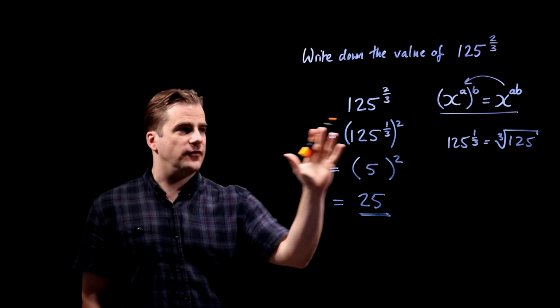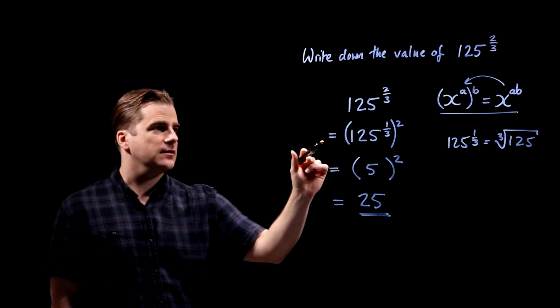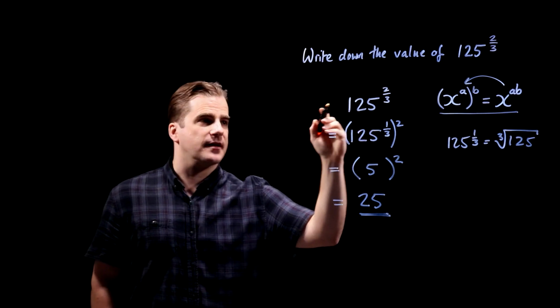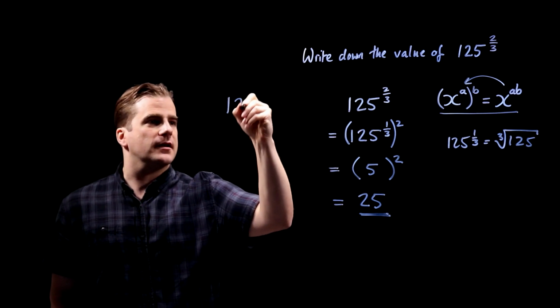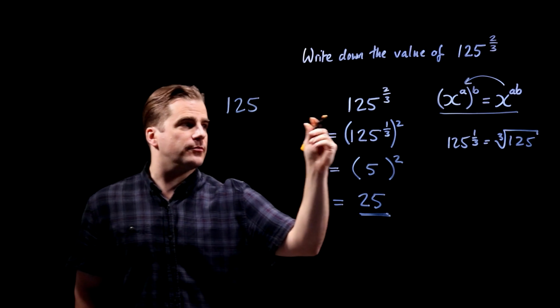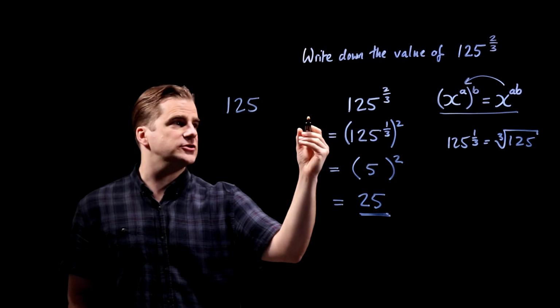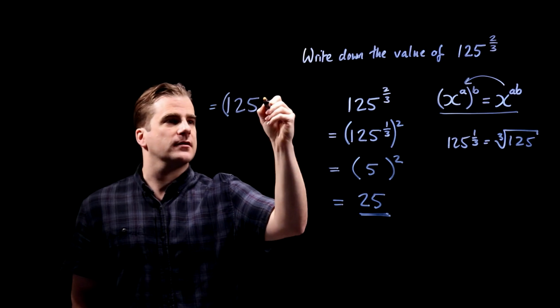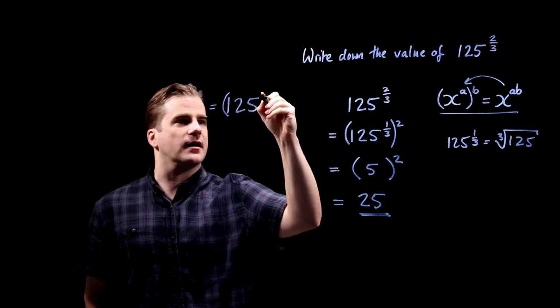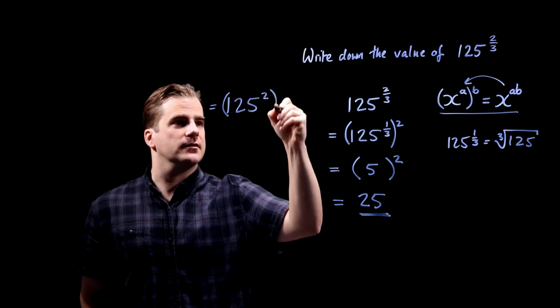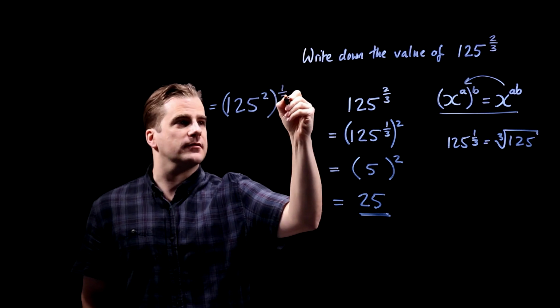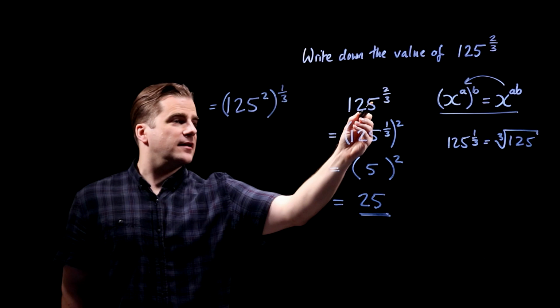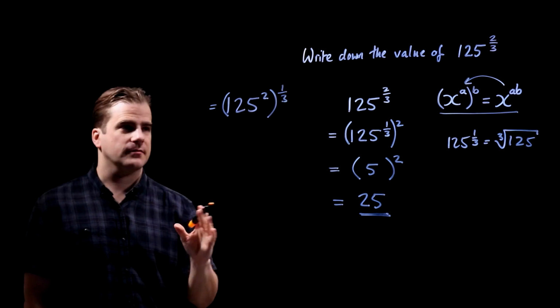Okay, if you do this question, or a similar question in your exam, and let's say you break it down correctly, but you just so happen to choose to say that it's equal to 125, and you put the 2 inside, squared, all to the power of 1/3. Okay, so that does equal that. That's correct.